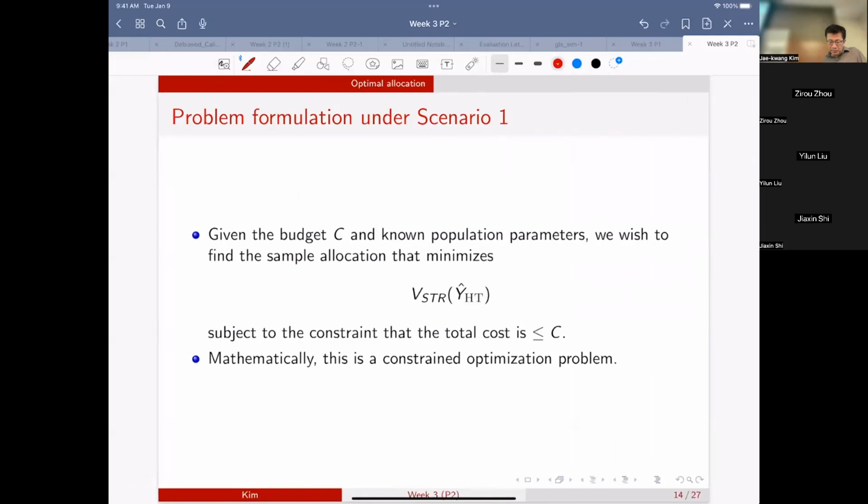So let's formulate the problem. Given the budget and known population parameters, we wish to find the sample allocation that minimizes the variance, subject to the constraint that the total cost is C less than C.